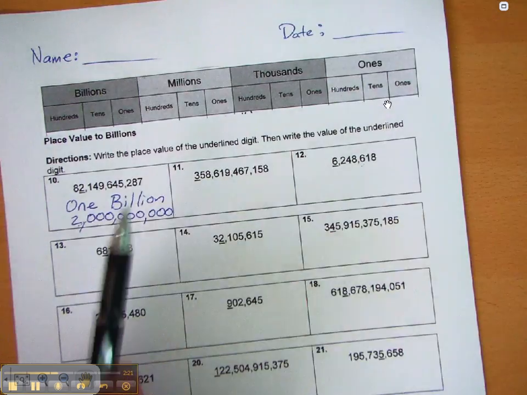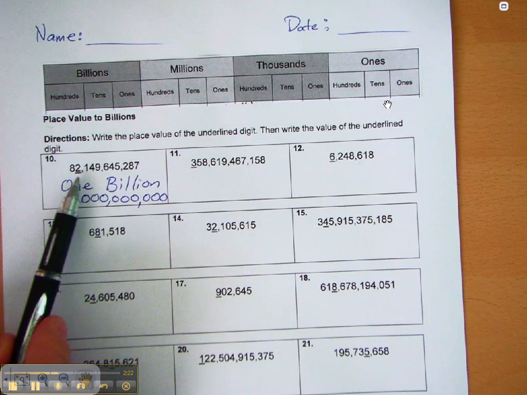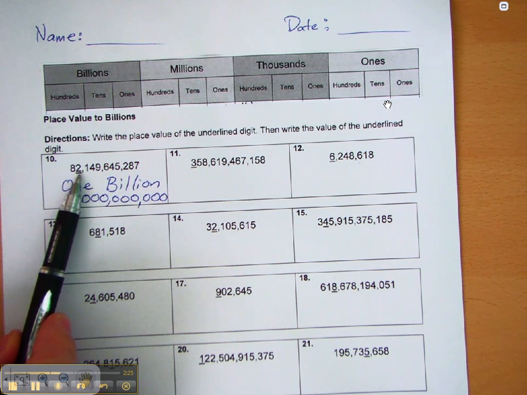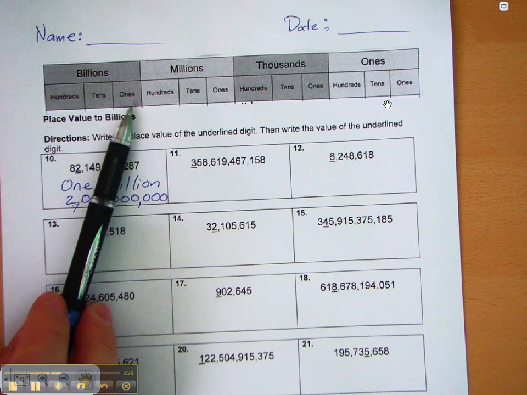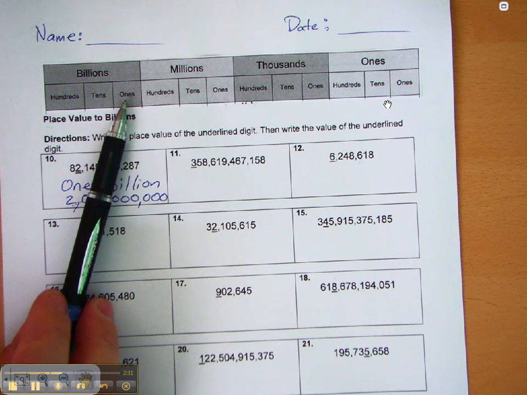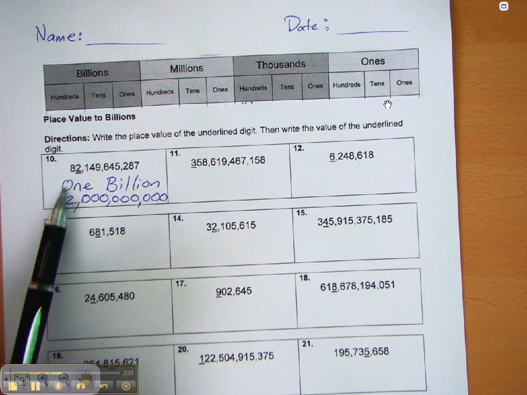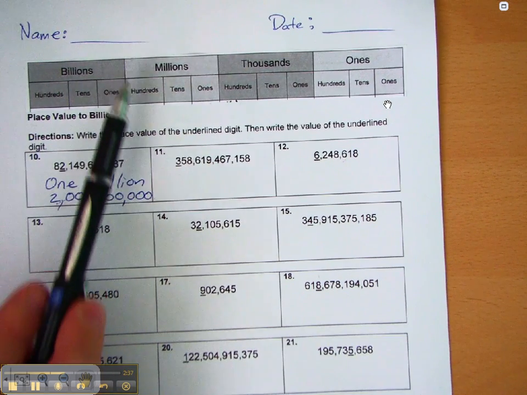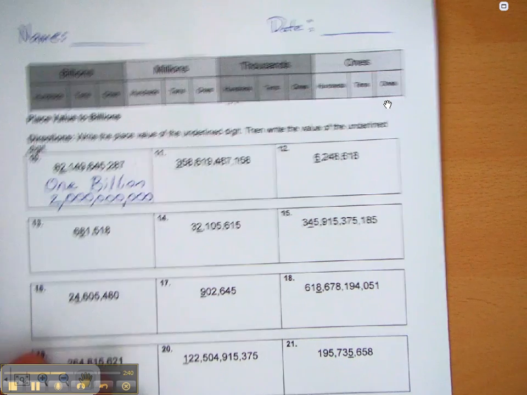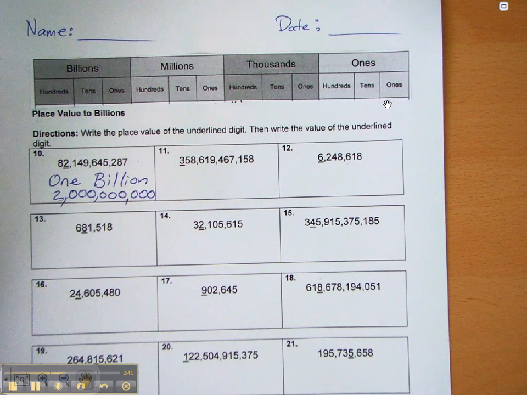So for this 2 here, on the very first problem, the first name, if you can see, it's the very first name in this list. It's 1. So this first name is 1, and the last name is the name of the house, and that would be billion, okay? So the place value of that underlined 2, the place value is 1 billion.